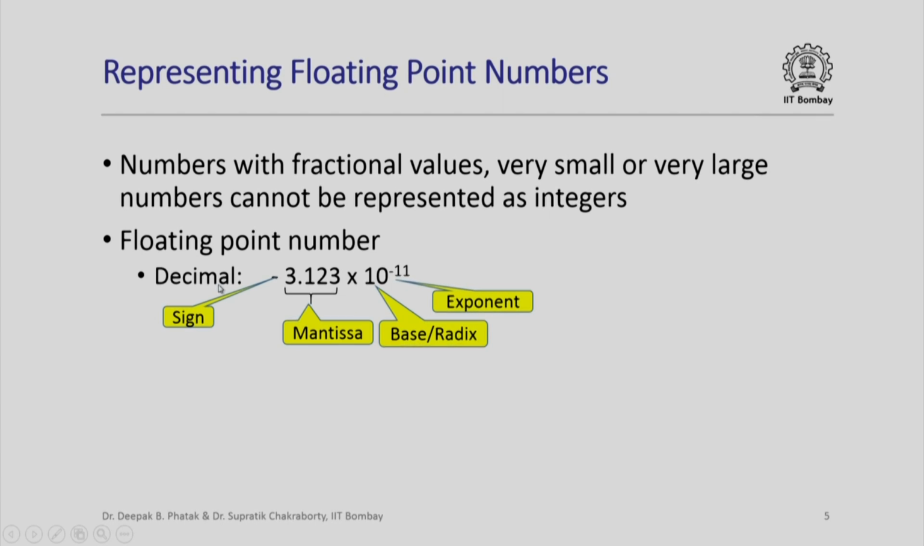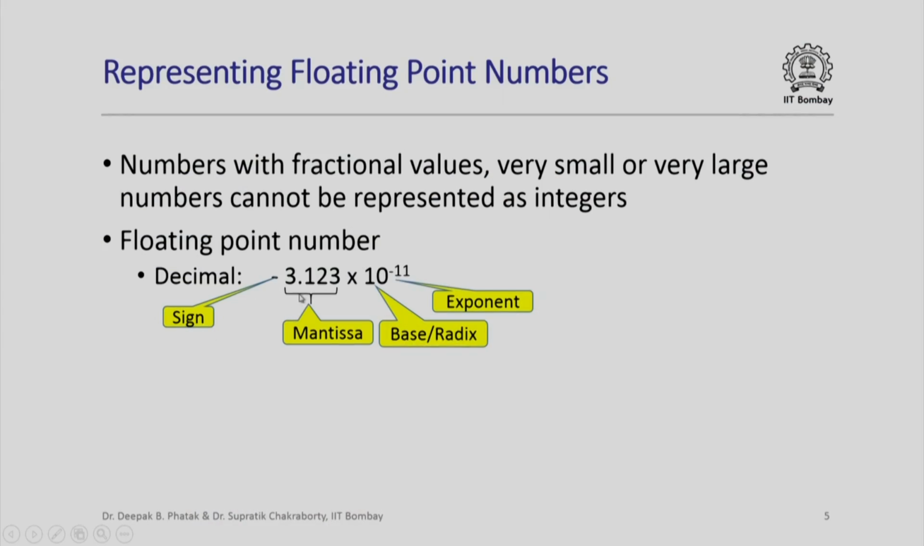Now there is nothing sacrosanct about representing floating point numbers in decimal notation. We could also use binary notation, where the mantissa would be a binary representation, the exponent would be a binary representation, and the base would be 2. In this decimal representation, if I look at the mantissa 3.123, it is basically saying 3 into 10 raised to 0 plus 1 into 10 raised to minus 1 plus 2 into 10 raised to minus 2 plus 3 into 10 raised to minus 3, and of course there is a minus sign because we have the minus sign here.